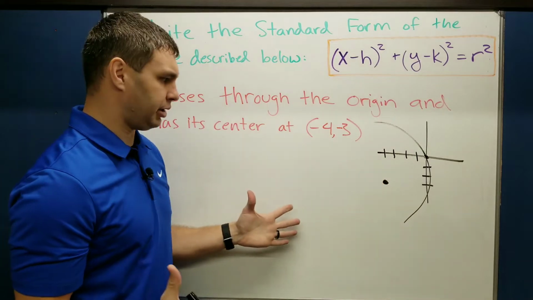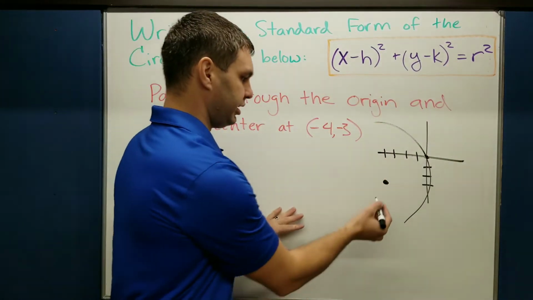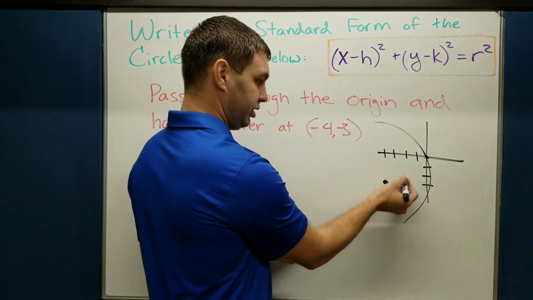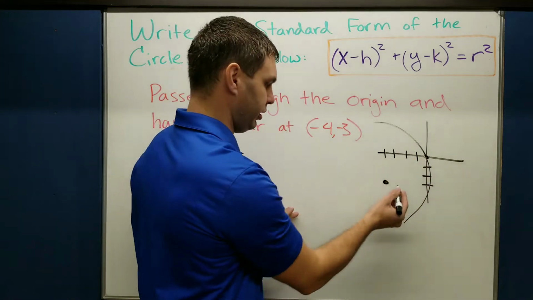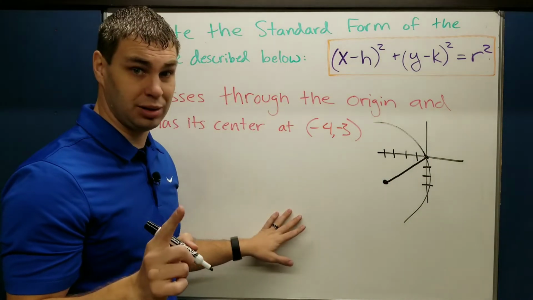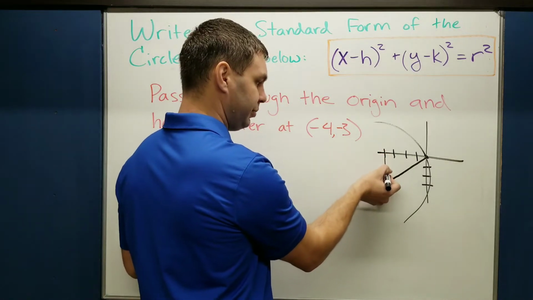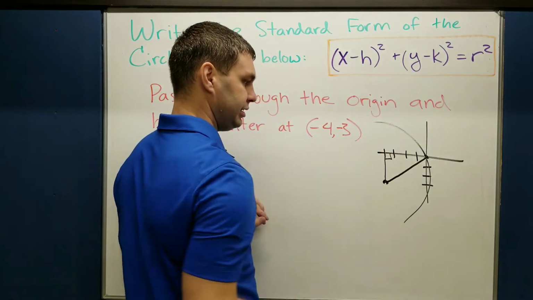So really the only part that we're missing, we have its center, now we just need the radius. And the radius, of course, is going to be the distance between the center and this point, which is the origin. And if I draw one more line, I'm actually going to have a right triangle, which is going to help out a lot. If I come straight down from my -4, this right here is a right triangle.